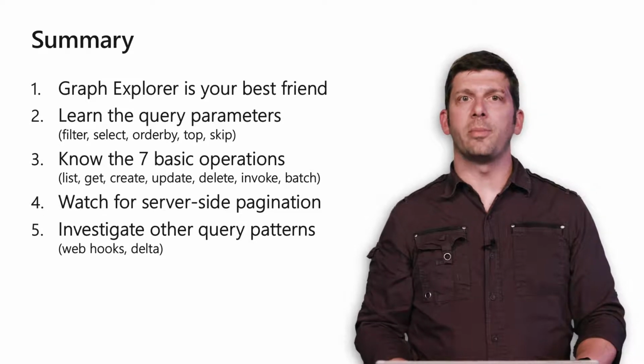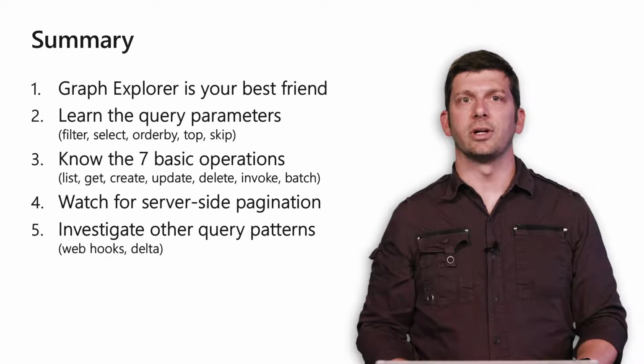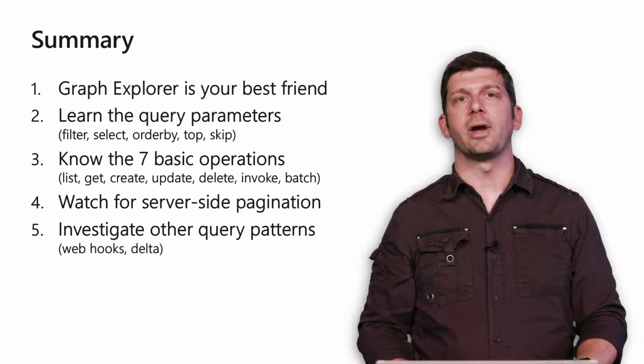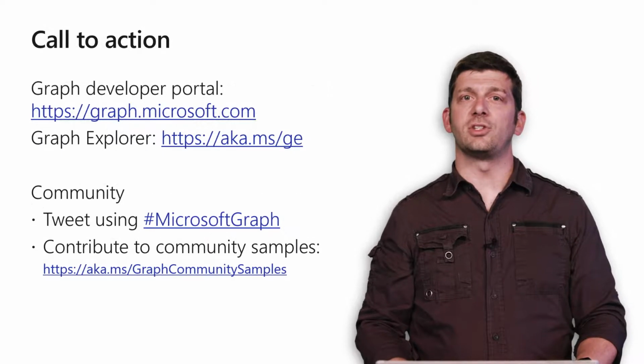Fourth, always be prepared for collections to be paginated by the server. Fifth, look to webhooks and deltas to avoid the "Are we there yet?" anti-pattern. This is just the beginning.